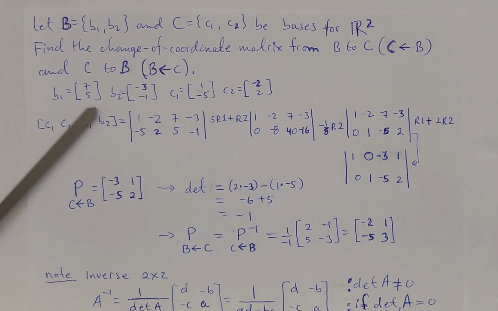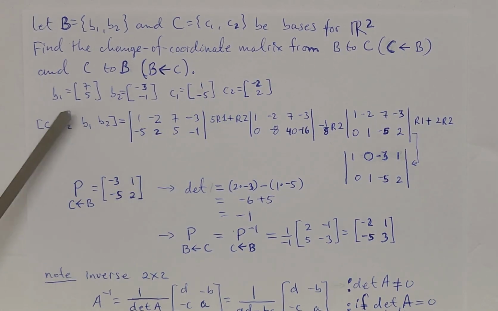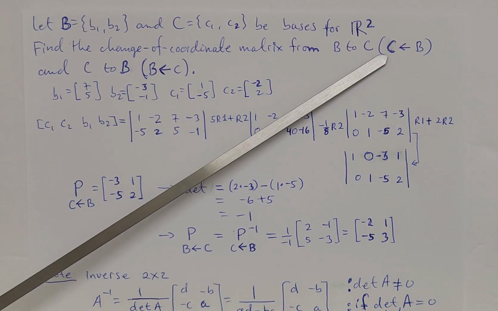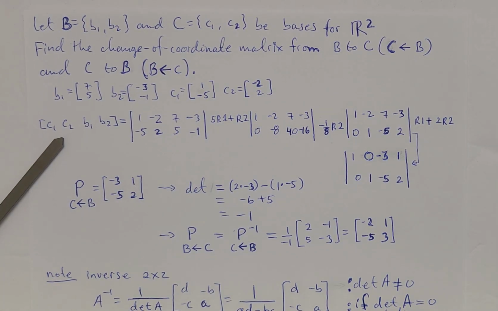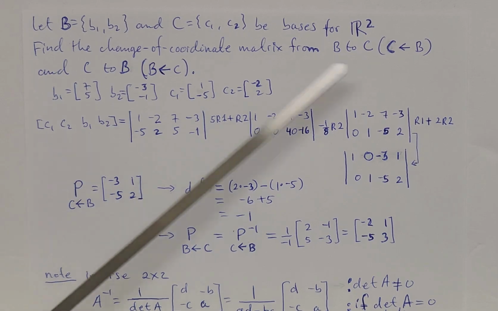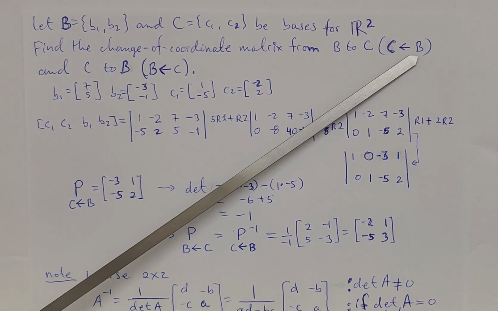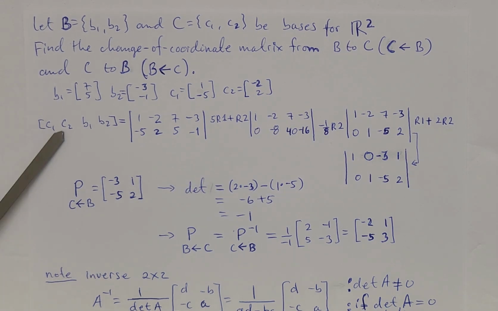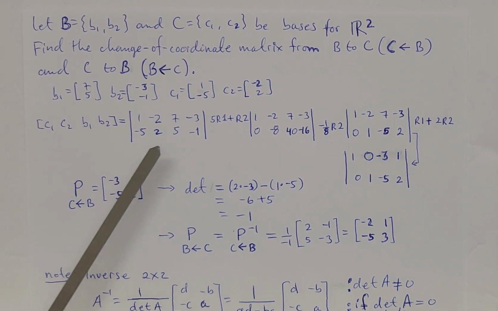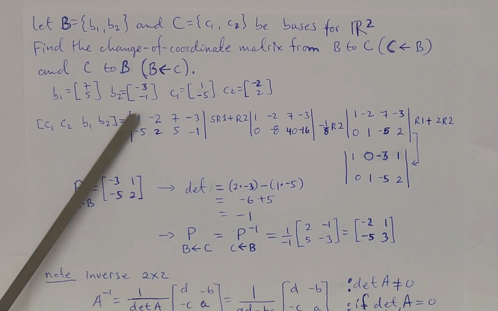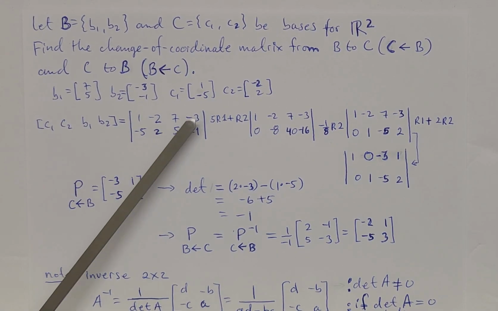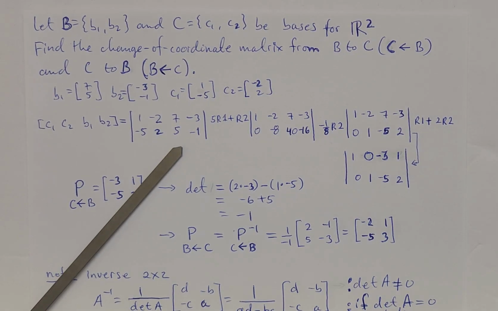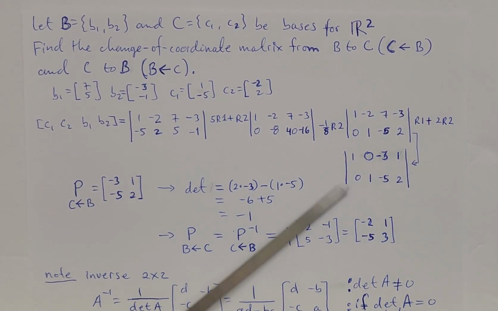So here I have b1, b2, c1, c2. These are the four vectors. First, we need to find B to C. So C is on the left side, B is on the right, because we want B to C. Put these together as one matrix: here's c1, c2, b1, b2. Now do row operations, or row reducing, so that it comes down to here.